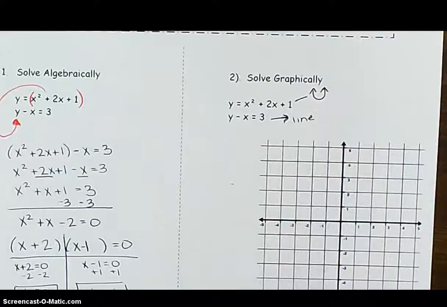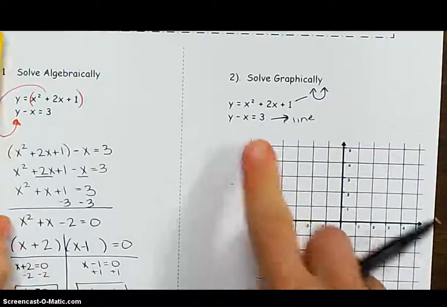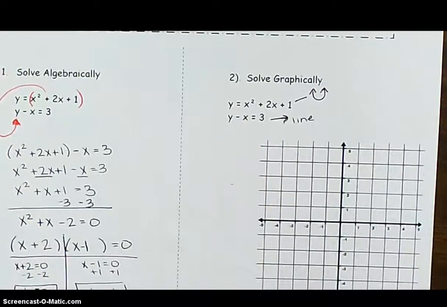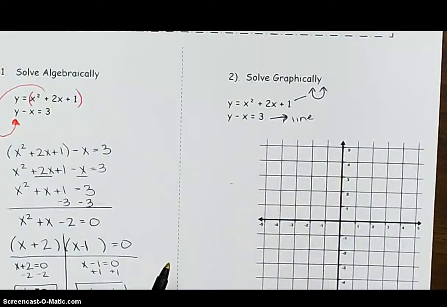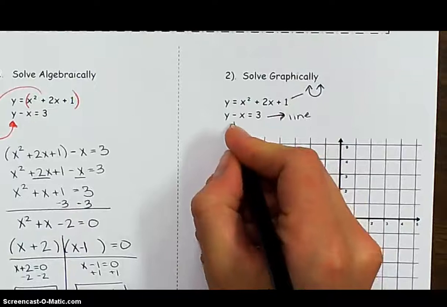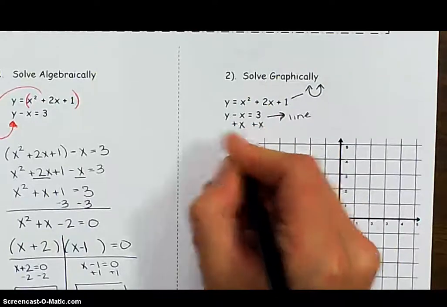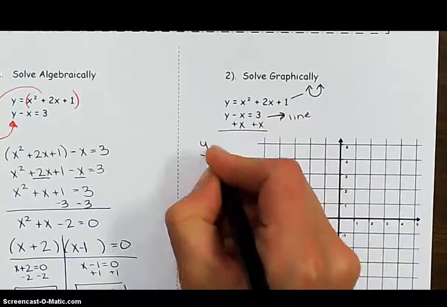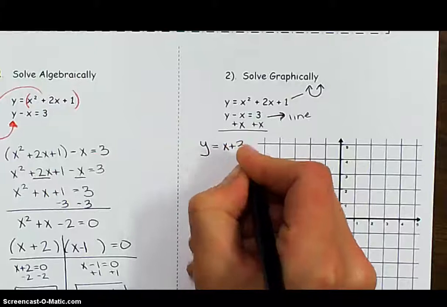Okay, so let's review how to graph. Well, let's go for the line first. Lines are pretty easy to draw. So remember, when we graph a line, we need to put it in y equals mx plus b form. And right now I have the y and the x on the same side. So I'm going to have to add the x to the other side. So we're going to get y is equal to x plus 3.